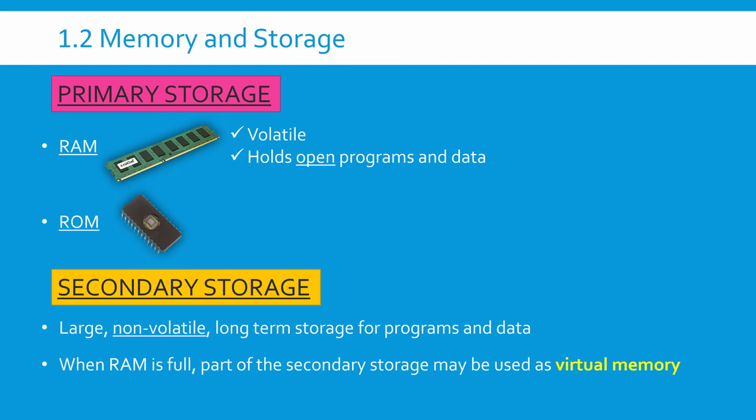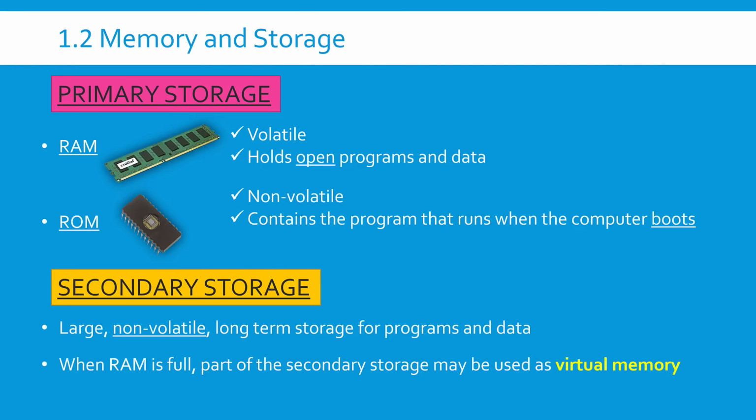Now, when RAM is full, sometimes the operating system will use part of secondary storage as something called virtual memory, where it acts as if it is an extension of your RAM. Now, secondary storage is much slower than RAM, and so if you have to use virtual memory, it will slow down your computer.